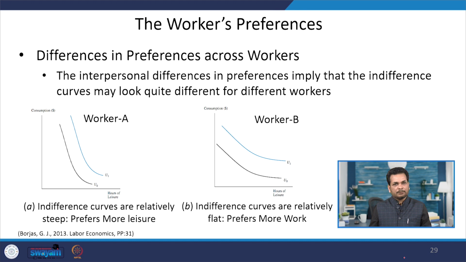In other words, some persons may like to devote more time and effort to their jobs, whereas other persons would prefer to devote most of their time to leisure. These interpersonal differences in preferences imply that indifference curves may look quite different for different workers. So, for worker A, we have indifference curves which are much steeper. For worker B, we have indifference curves which are much flatter. A's indifference curve tends to be very steep, as I said, which indicates that her marginal rate of substitution takes a very high value. In other words, she requires a sizable monetary bribe in terms of additional consumption to convince her to give up an additional hour of leisure.